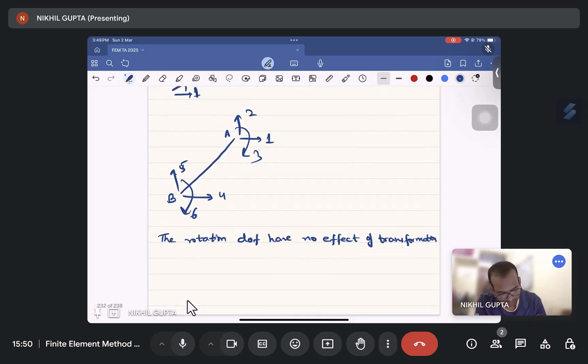Now, what we have to find? We have to find the angle between this. So it is known that this is 30 degrees. So this will be 30 and this will be 150 degrees.